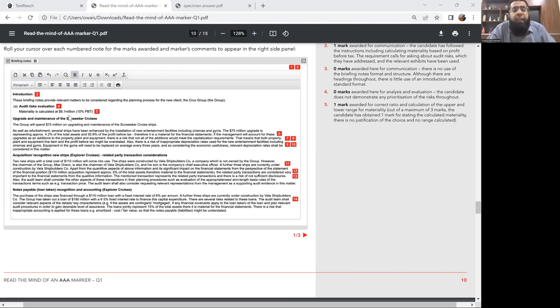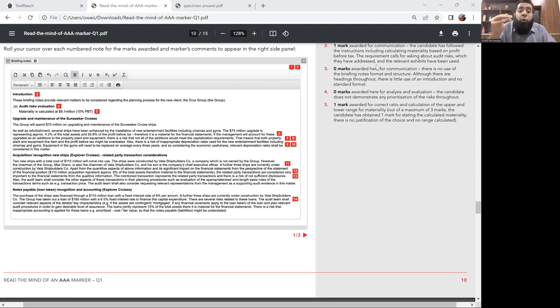"Materiality is calculated at $8.1 million, which is 10% of profit before tax." So he has followed the instruction of the examiner by using the benchmark of profitability, but he has not calculated the range of materiality, and he also didn't explain the justified materiality level. So let's read the examiner comments. Comment number 3. 0 mark awarded here for communication. There is no use of the briefing notes format and structure.